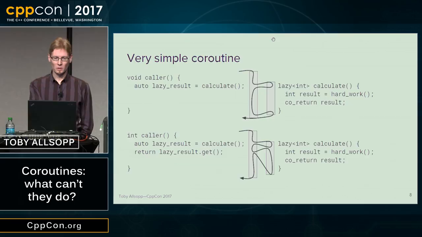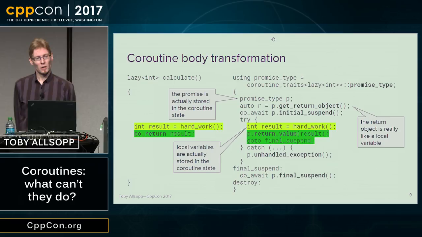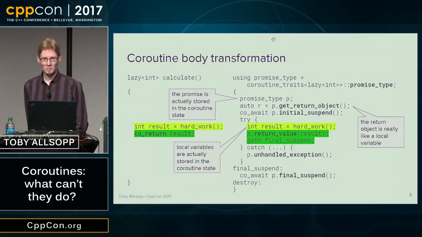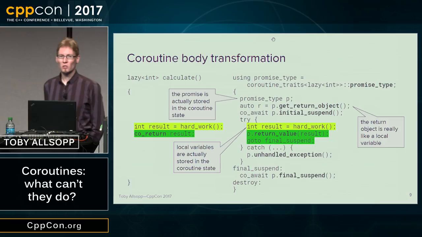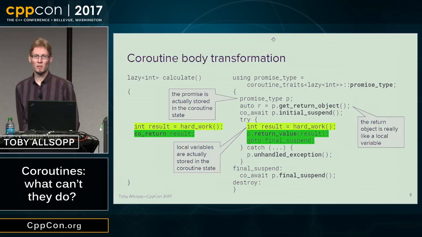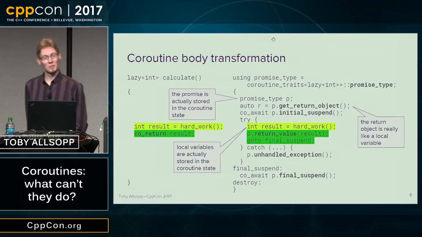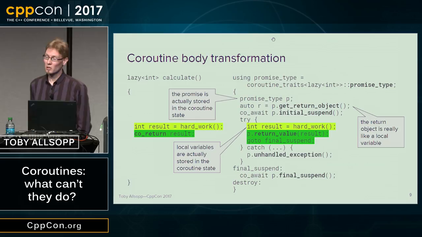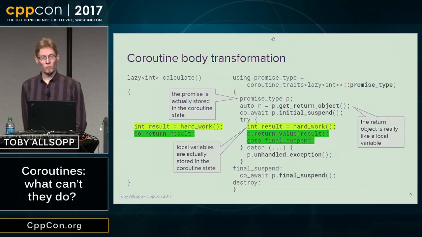So this shows an artist's impression, I guess, of what the compiler does to the coroutine body. This is not exact. It's not specified like this in the TS, but this is kind of what the TS has an example like this. I didn't just make it up. That on the left there is the coroutine body, just the same as on the previous slide, except slightly more colorful. And on the right is what the compiler kind of generates under the covers.